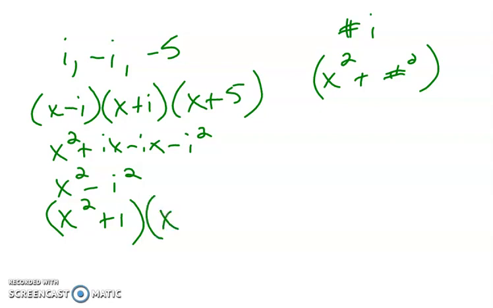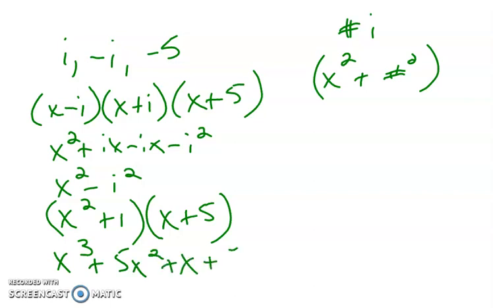So if we continue with x plus 5, now we can FOIL again. So it becomes x cubed plus 5x squared plus x plus 5.